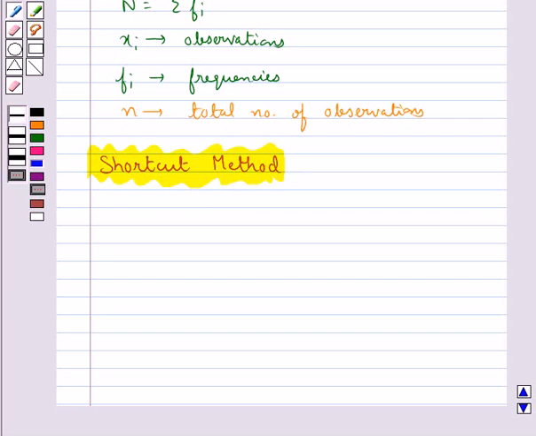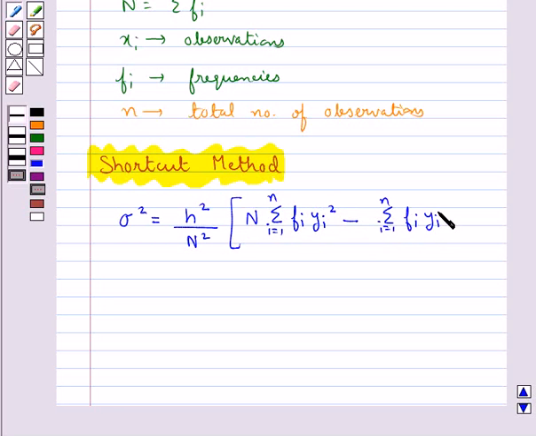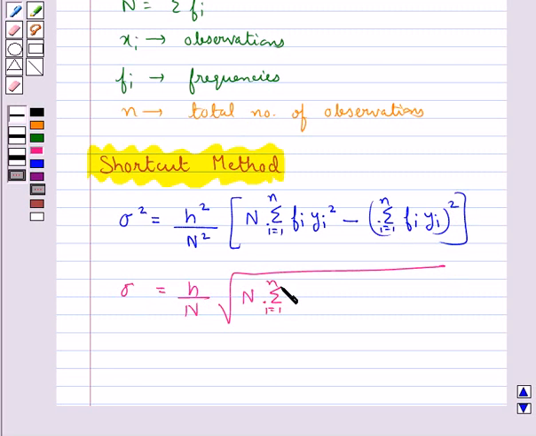By the shortcut method, the variance sigma square is given by h square upon n square multiplied by n multiplied by summation fi into yi square, where i goes from 1 to n, minus summation i goes from 1 to n fi into yi the whole square, and the standard deviation sigma is equal to h upon n into square root of n into summation i goes from 1 to n fi into yi square minus summation fi into yi i goes from 1 to n the whole square.